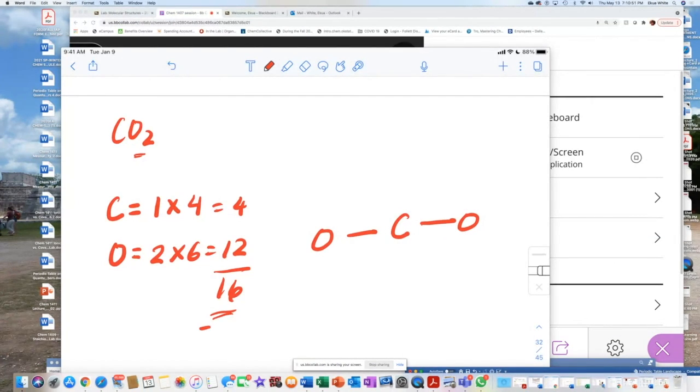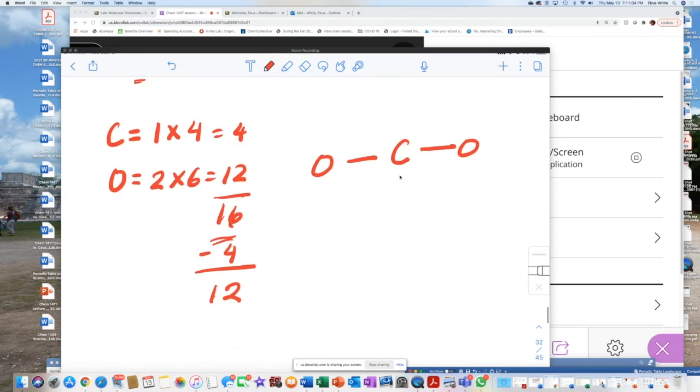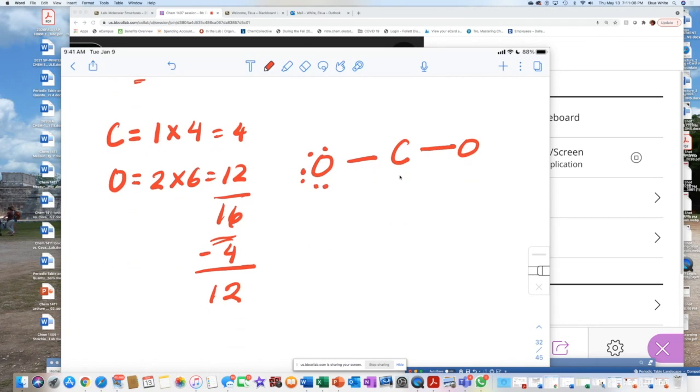2 bonds makes use of 4 electrons, and we're left with 12, right? And then you want to place 6 electrons on each surrounding element that's not hydrogen. 1, 2, 3, 4, 5, 6. 1, 2, 3, 4, 5, 6. So minus 12. 6 times 2 is 12, right? Minus 12, we're down to 0.